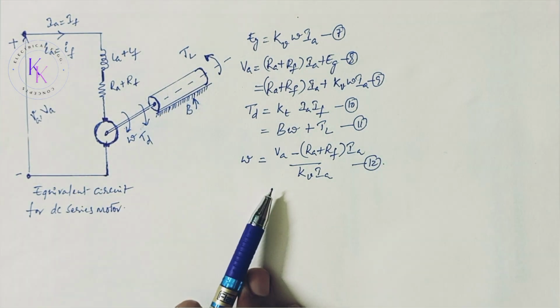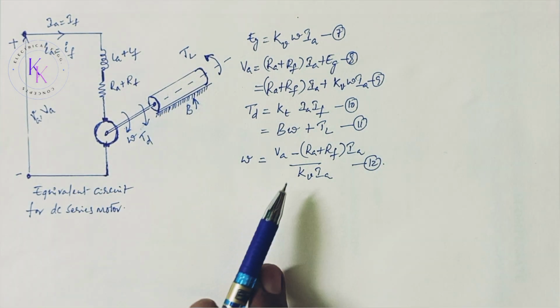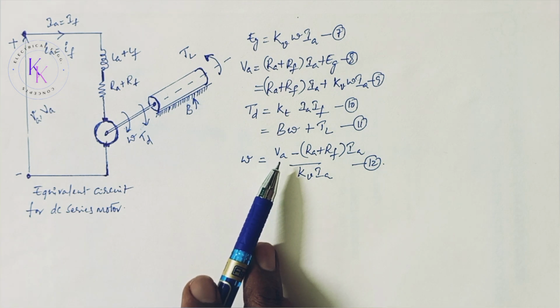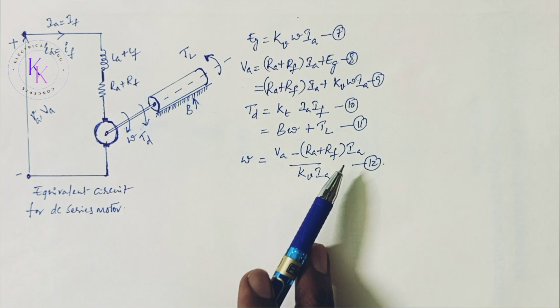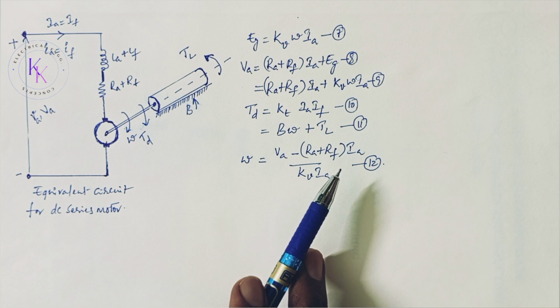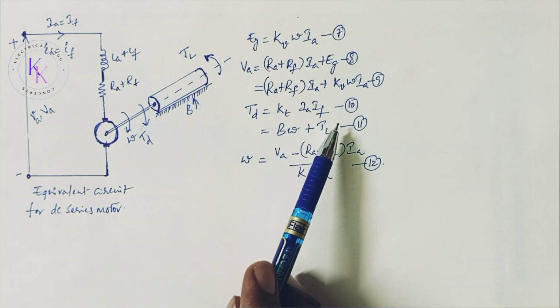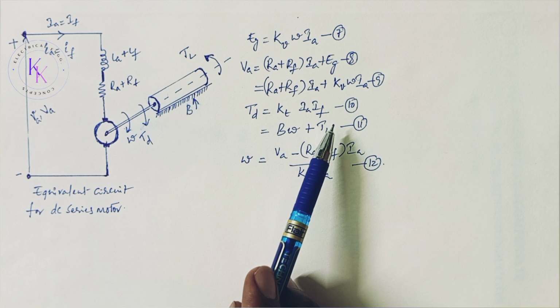Now, from this equation, the speed can be varied by varying the armature voltage Va, that is voltage control, and the armature current Ia, which is a measure of torque demand. Equation 10 indicates that a series motor can provide high torque, especially at starting.